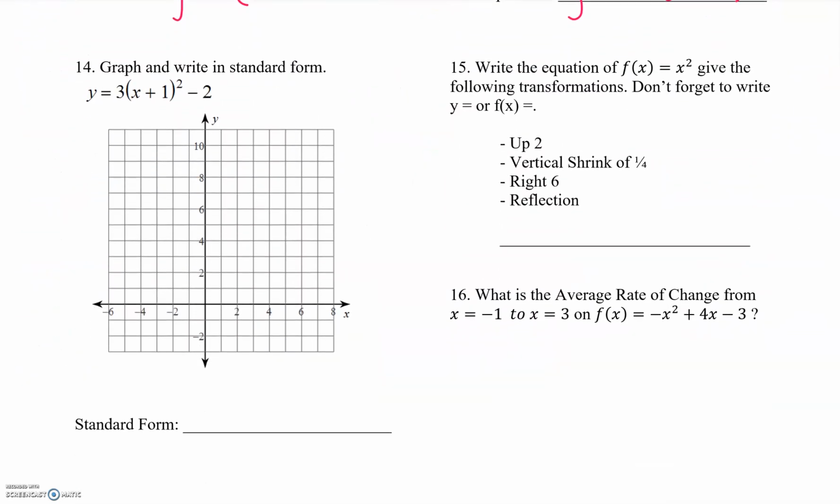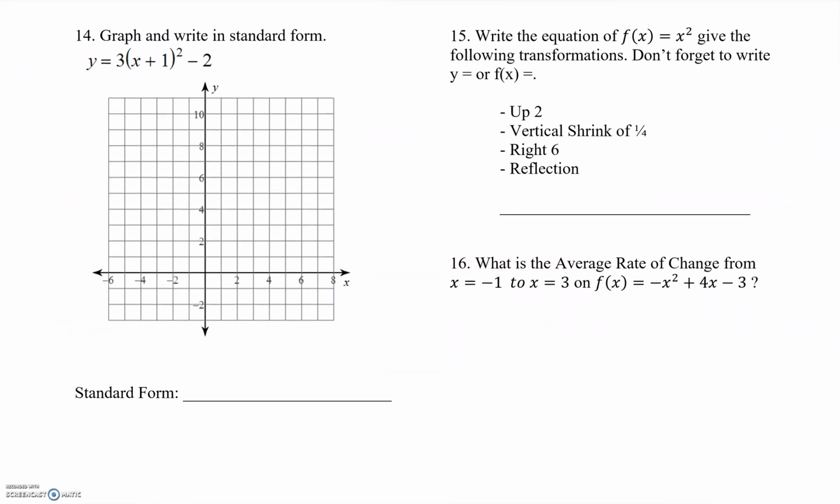All right, almost done. We've got number 14, 15, and 16. So this one is in vertex form. We're going to graph it and then write it into standard form. What's nice, the vertex form gives us the vertex, opposite of the x, and leave the y, which is our k, alone. So -1, -2. So this should be the middle.